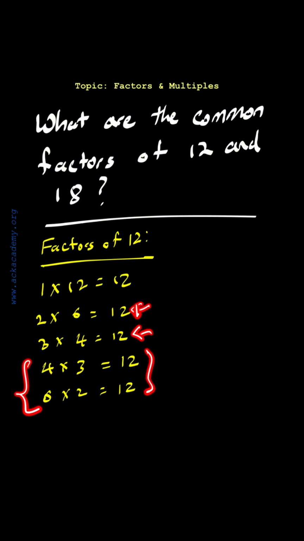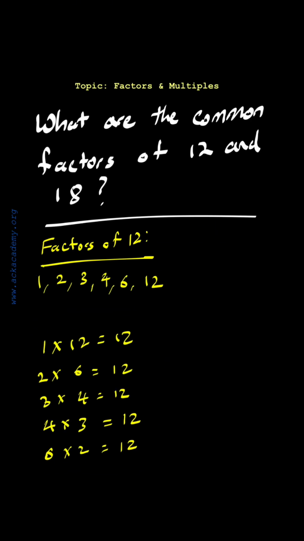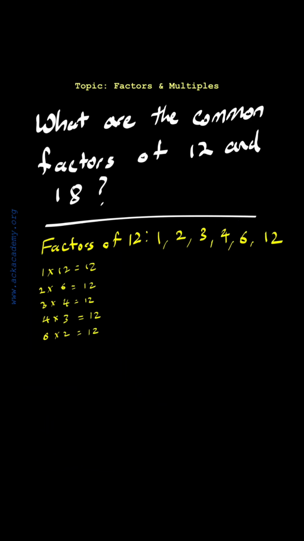Okay? So now we can write the factors of 12 are 1, 2, 3, 4, 6, and 12. Now let's find the factors of 18. And instead of multiplying to find it like I did here, let's do division.